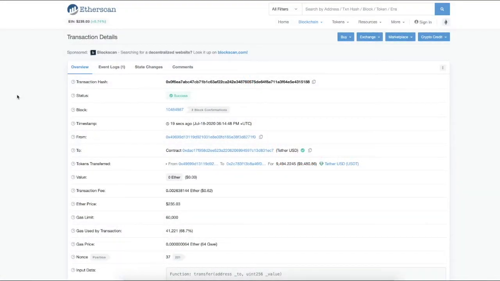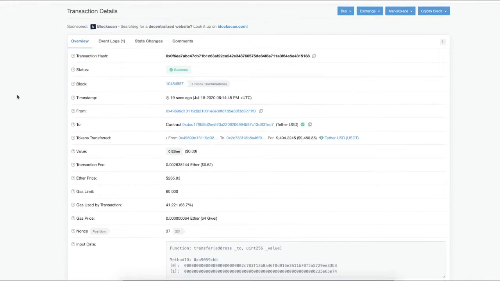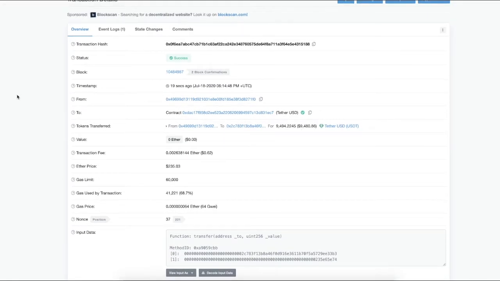All right, today we're talking about gas and gas limits on Ethereum. So anytime you send a transaction, you have to pay a fee. And that fee is determined by how much gas is used and the gas price that you set when you submit your transaction. And these are two separate items.